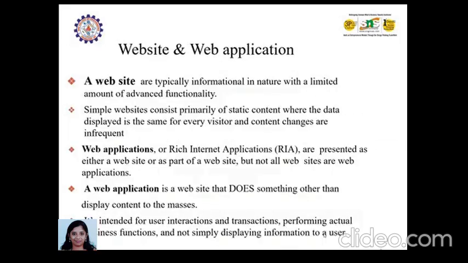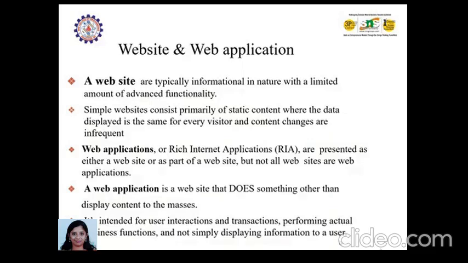are typically informational in nature, with limited and advanced functionality. This is how the functionality takes place: simple websites consist primarily of static content, and the data that is displayed is the same for every visitor, and how the content changes is also very infrequent in a website. So a website is nothing but some information in nature with a limited amount of advanced functionality.